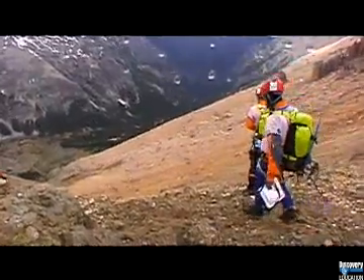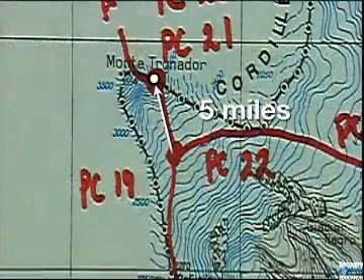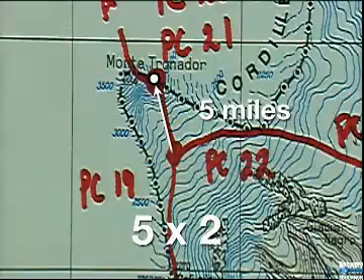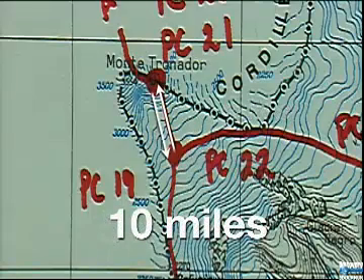After they reach the top, they'll descend using the same trail. To figure out the total distance they'll be hiking as measured from above, we can multiply 5 times 2. 5 times 2 equals 10. Their total hike is 10 miles as though measured from above.